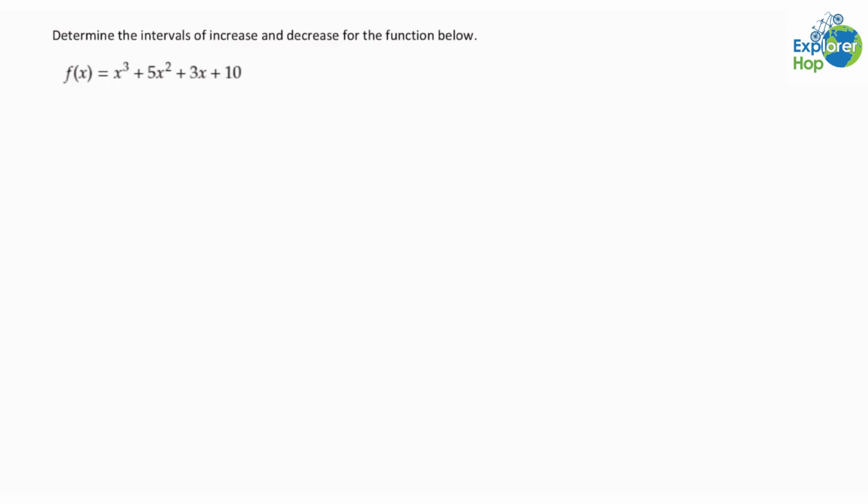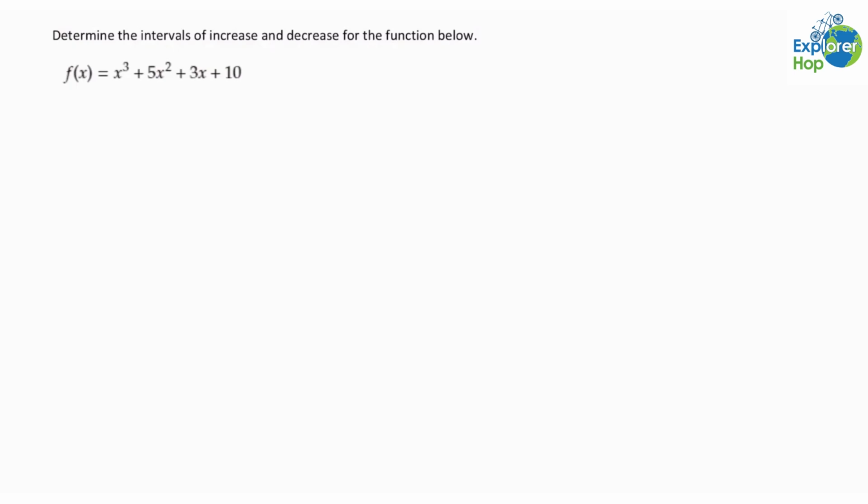For this example, we're told to determine the intervals of increase and decrease for the function below. And we're given the function f of x equals x cubed plus 5x squared plus 3x plus 10. In order to find the intervals where the function is increasing or decreasing, we need to first find the critical points. And the critical points are where the derivative of this polynomial function is equal to 0.